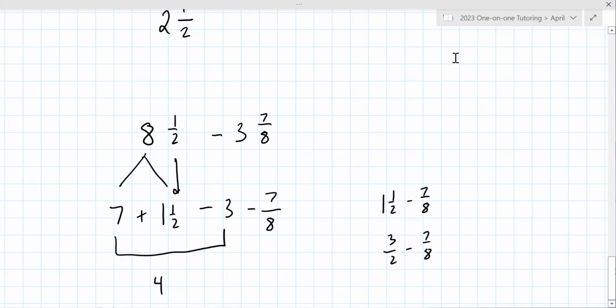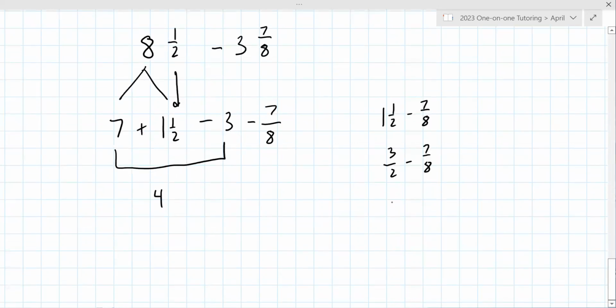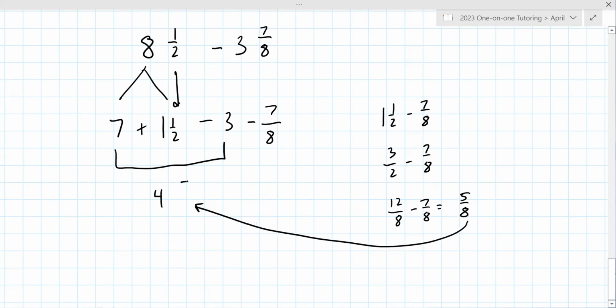You would multiply the 2 to get to 8. So then you would multiply that by 4. So then 3 times 4 is 12. So 12 over 8 minus 7 over 8 is 5 over 8. So 4 and 5 over 8. Okay, where are you different than me? I think what I did differently is I accidentally subtracted the 7 from the 1 1/2. Okay, so that was my mistake.